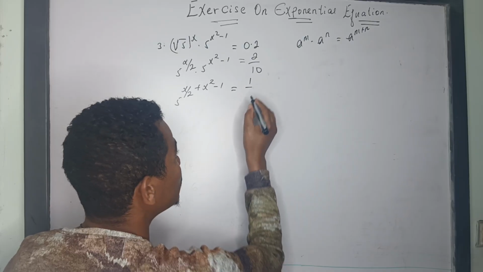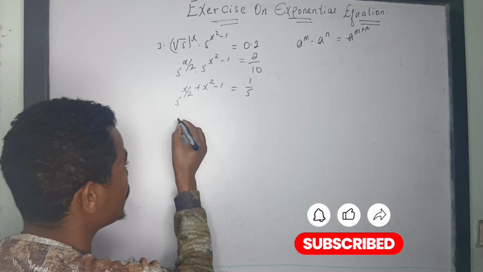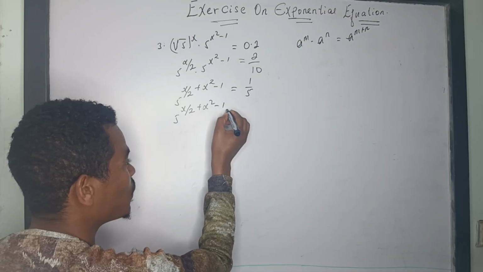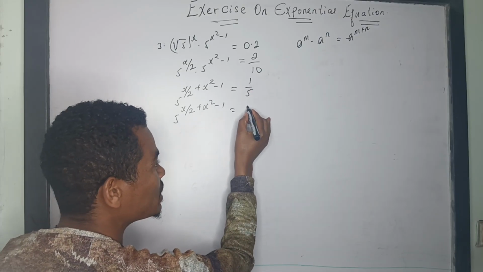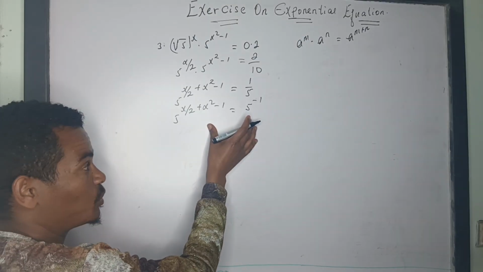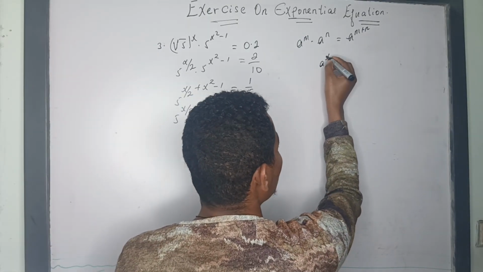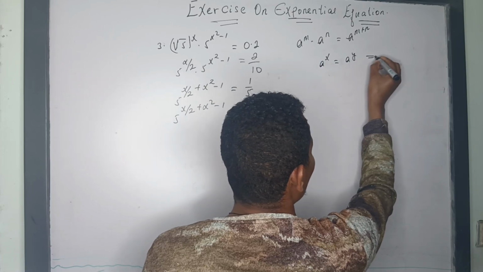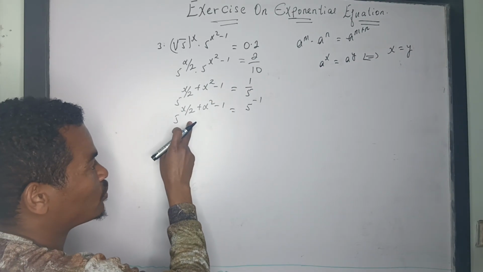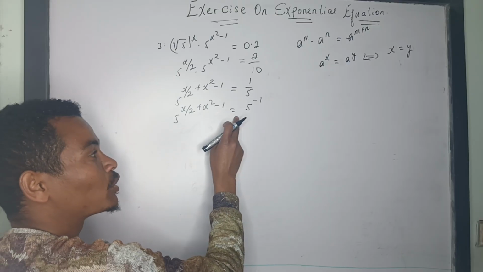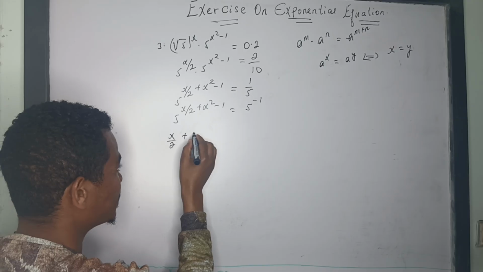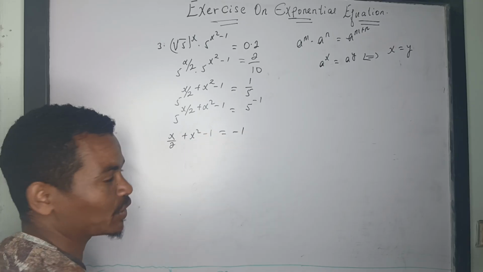1 over 5. So 5 to the power of x over 2 plus x squared minus 1 is equal to 1 over 5, which is the same as 5 to the power of minus 1. So the exponents are equal, that is a to the power of x is equal to a to the power of y if and only if x is equal to y. So 5 to the power of x over 2 plus x squared minus 1 is equal to 5 to the power of minus 1, if x over 2 plus x squared minus 1 is equal to minus 1.